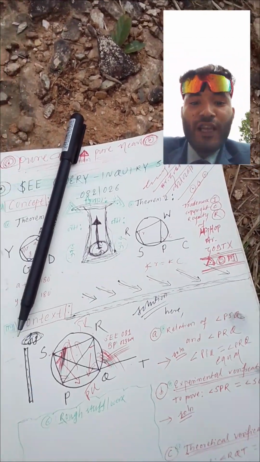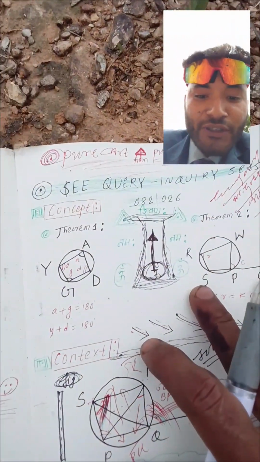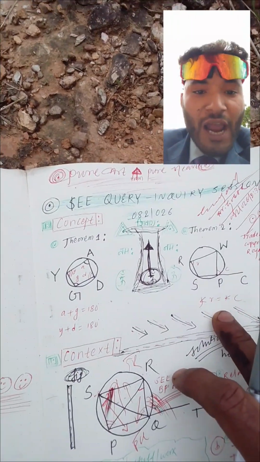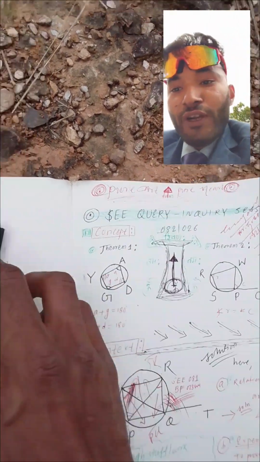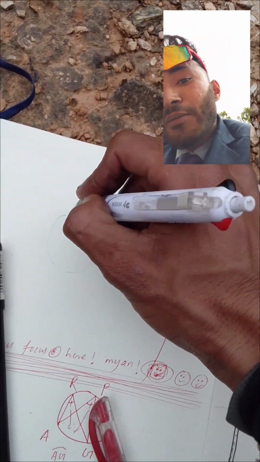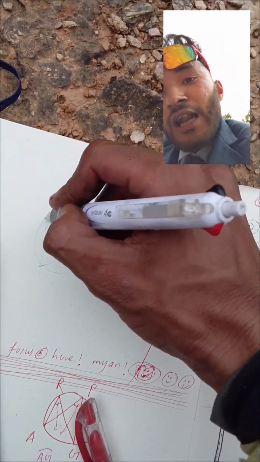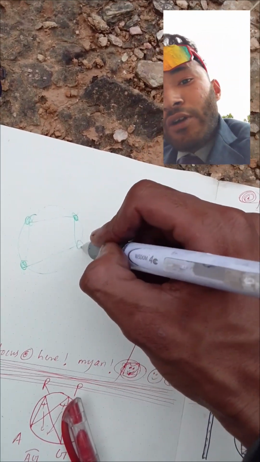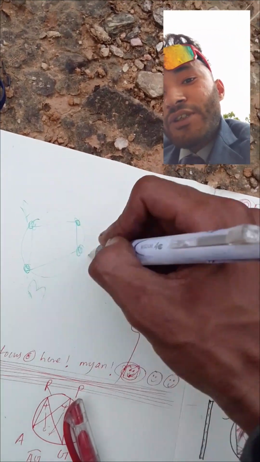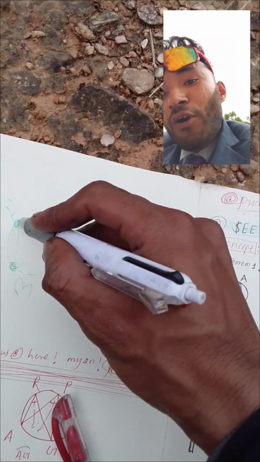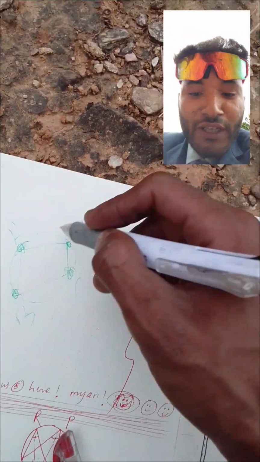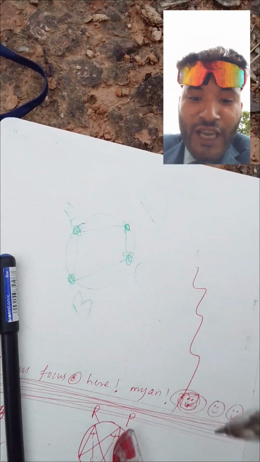Further, let me take you to the cyclic quadrilateral. A cyclic quadrilateral means a quadrilateral having all its vertices on the circumference. Look here: if this is a cyclic quadrilateral, then all the vertices are lying on the circumference of a circle. That's why ABCD is a cyclic quadrilateral, because all the vertices A, B, C, D are lying on the circumference of the circle.